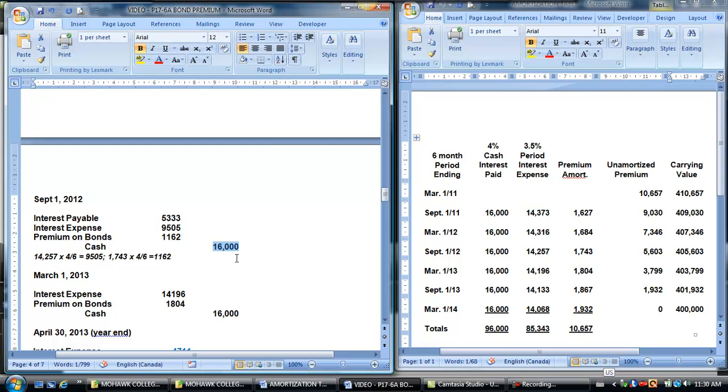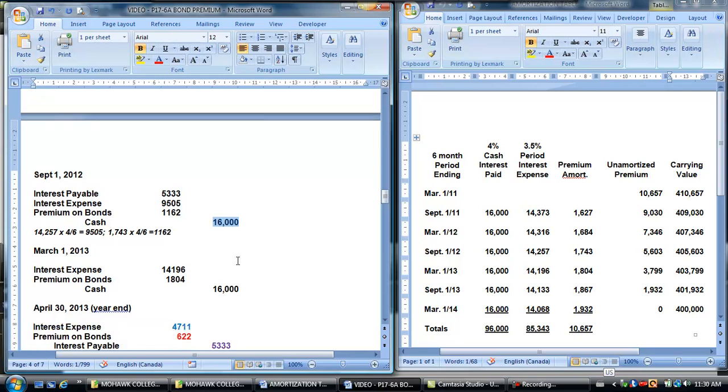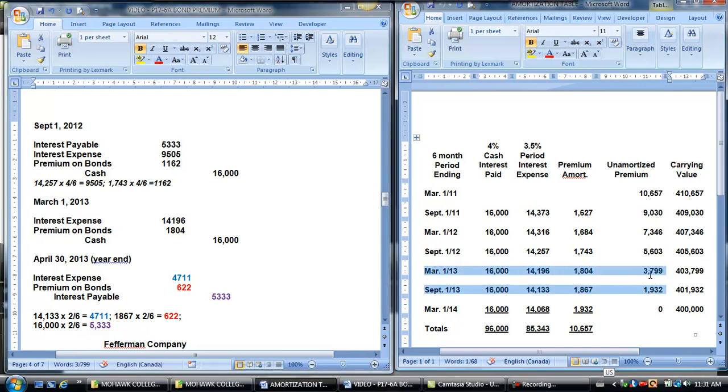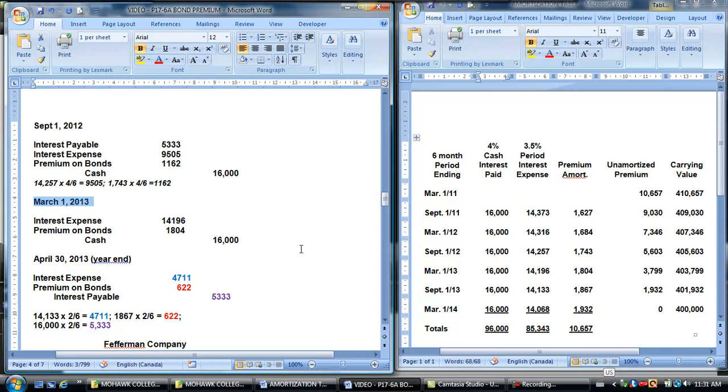So we're good there. Now what we're going to do on March the 1st, we just do a regular entry because between September 1st, 2012 and March the 1st, 2013, April 30th doesn't fall in between there, so we don't have an intervening year end. So now for March 1st, we can go straight to our table here and pick off our interest expense, our amortized premium, and the amount of cash we're paying out and just put it in our journal entry.